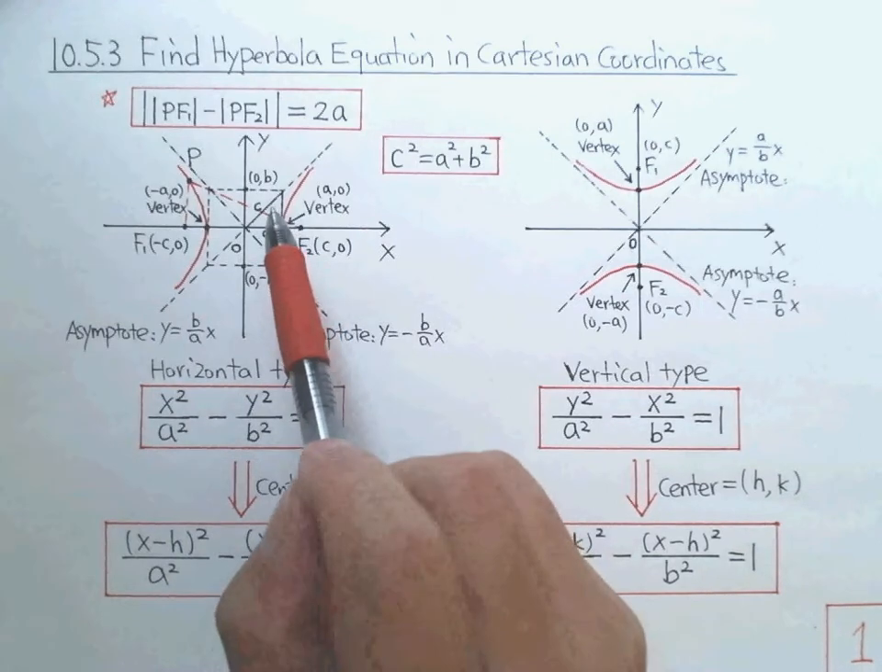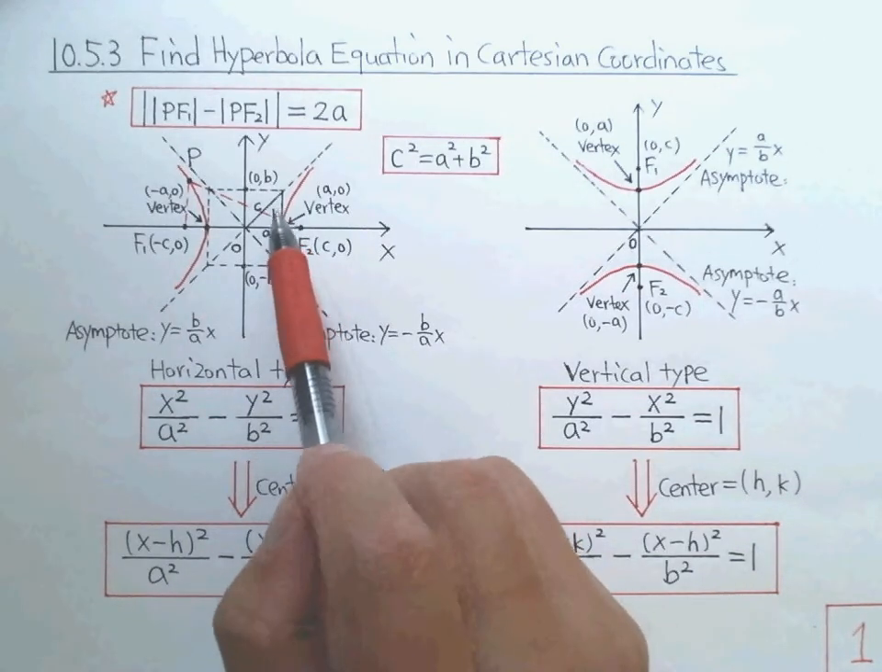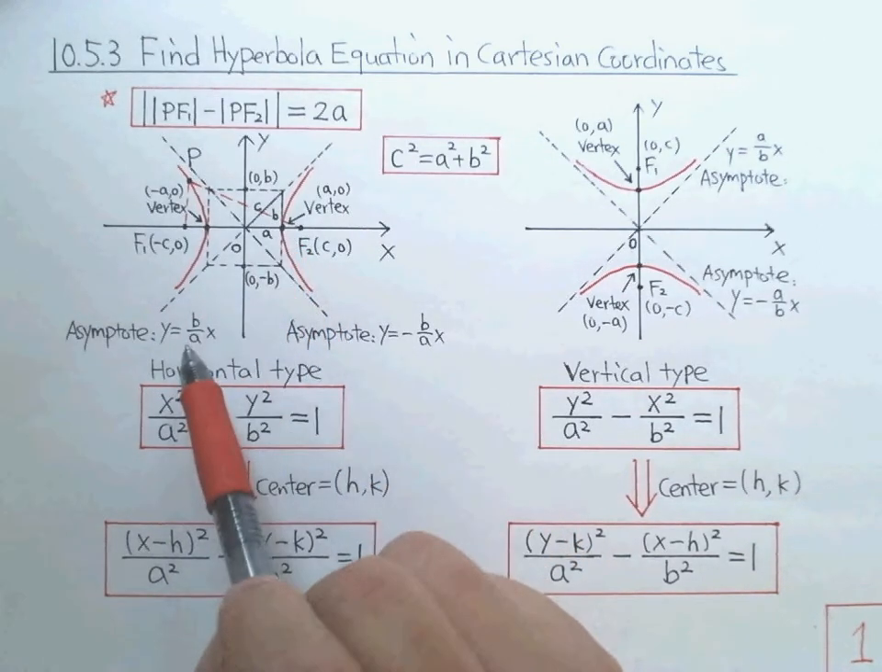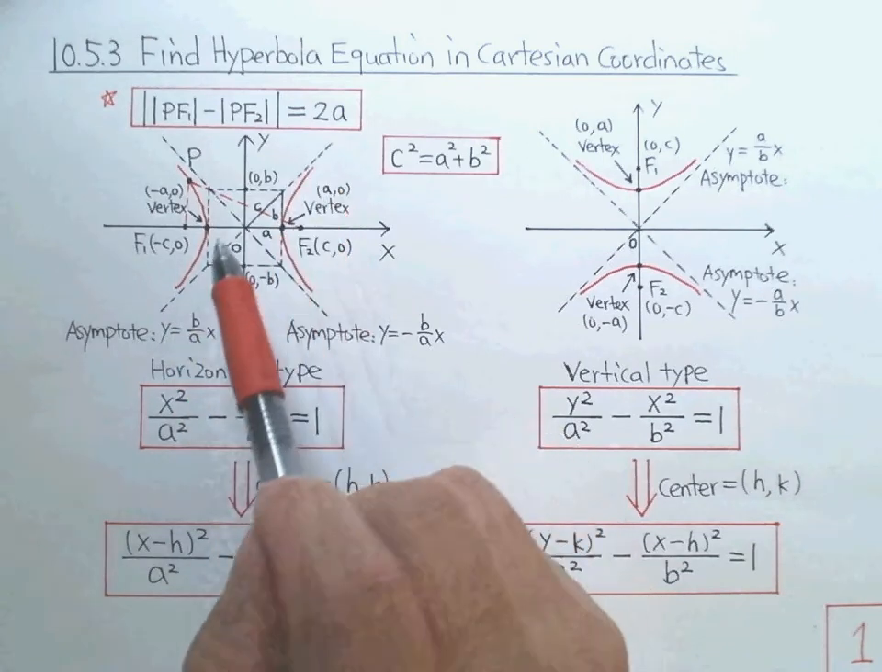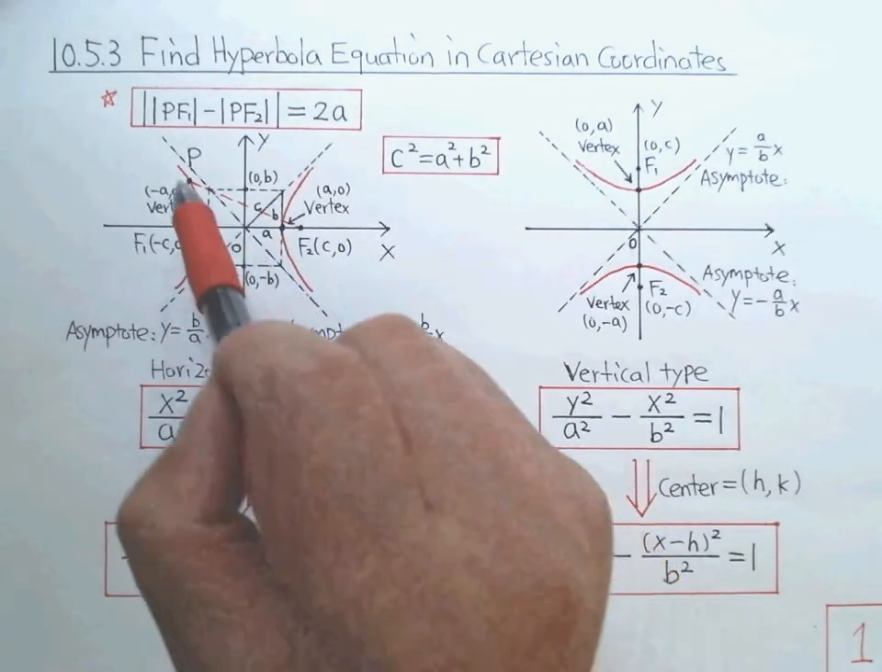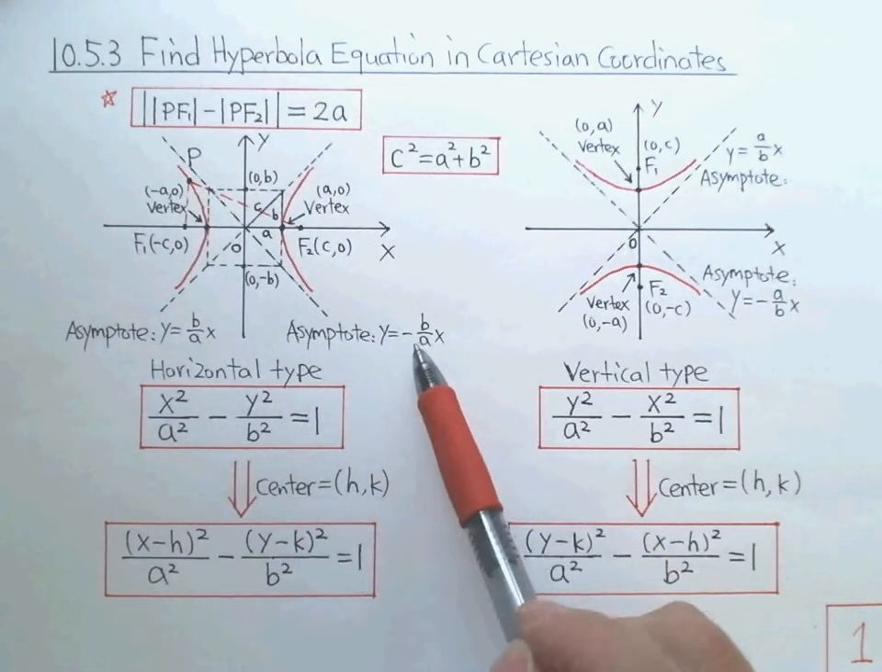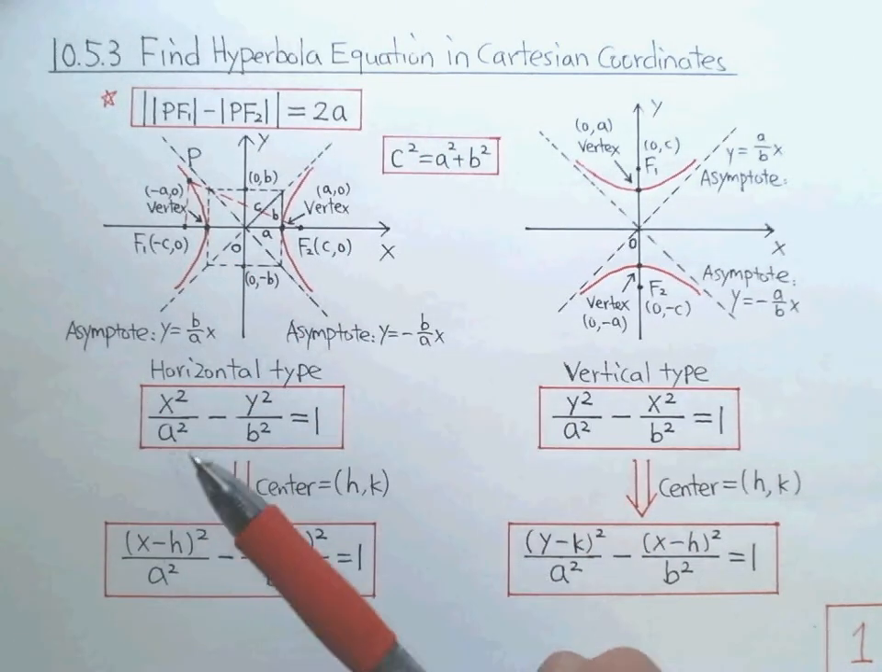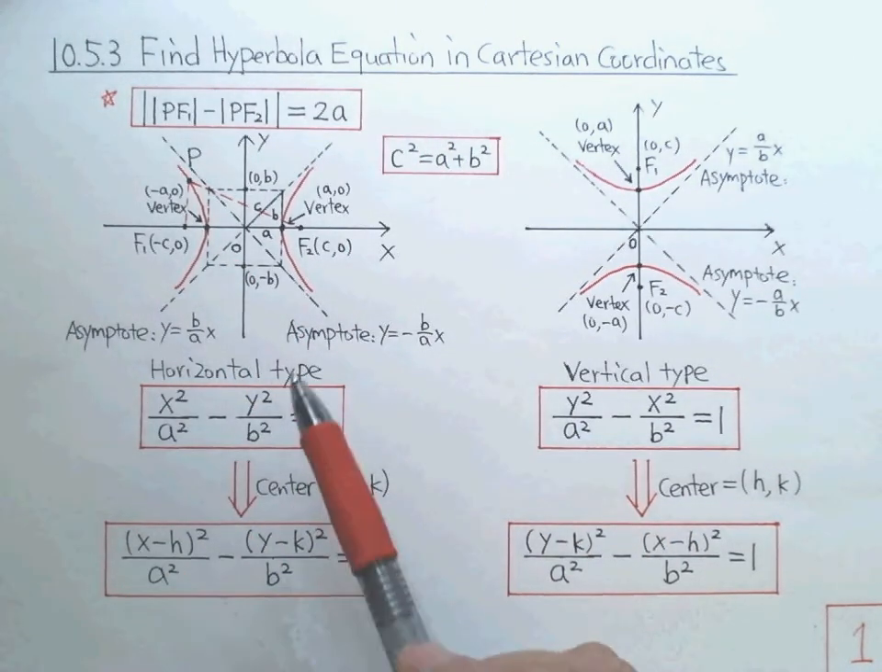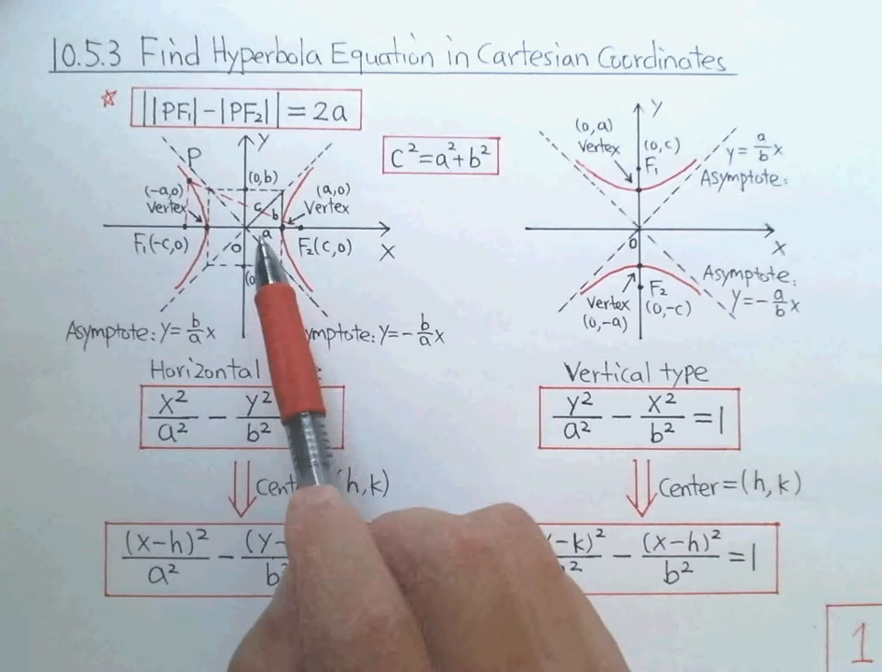The slope is b, the rise over the run. b over a is the slope for this asymptote. The same for the other asymptote, of course, but negative. They are symmetric to each other. This is the basics for the first type.